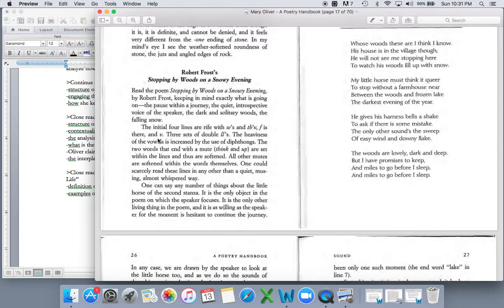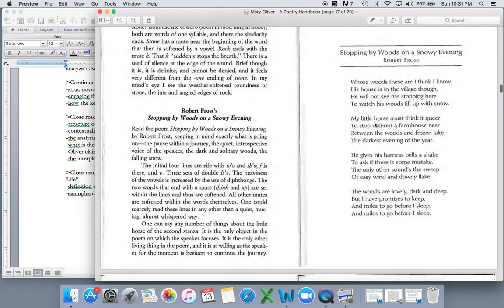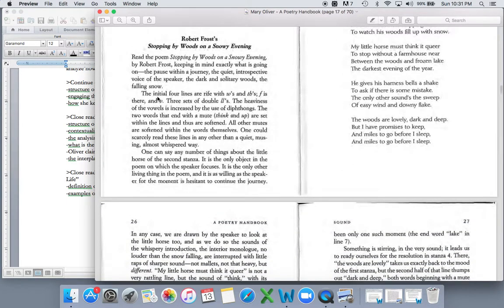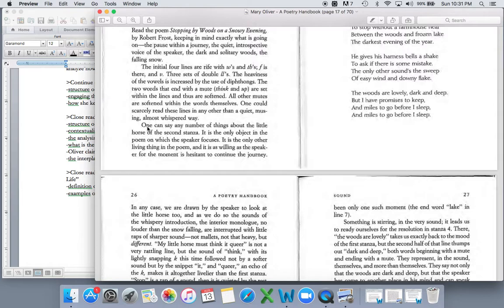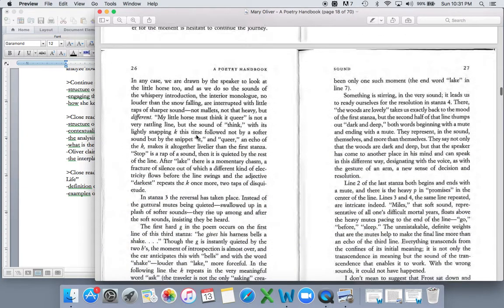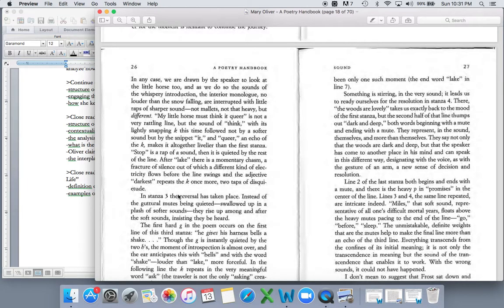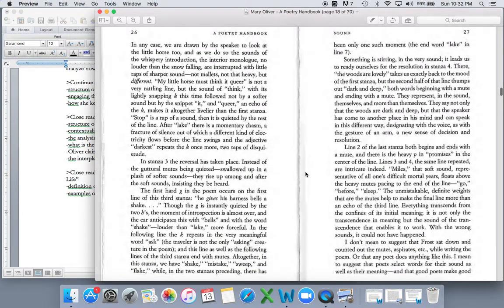And I want to just point out visually first how she structures this. She has this poem that is 4 stanzas, 4 lines each, and her analysis takes stanza by stanza, the initial 4 lines. One can say any number of things about the little horse of the second stanza. In stanza 3. And then in line 2 of the last stanza. Oh no, she brings up stanza 4 here. It leads us to ready ourselves for the resolution in stanza 4.